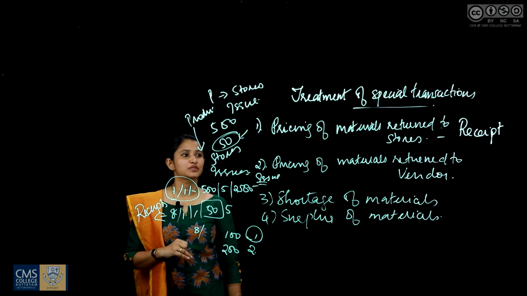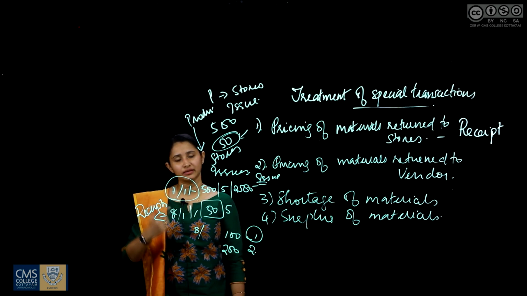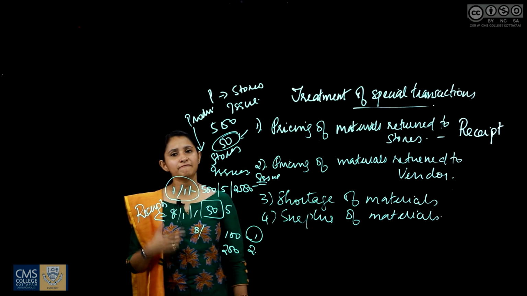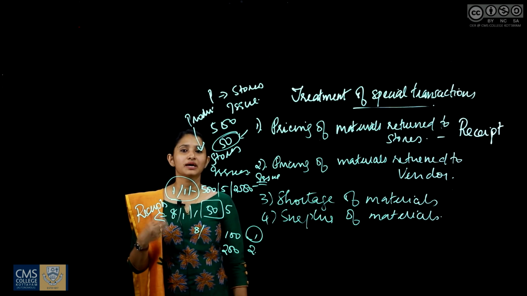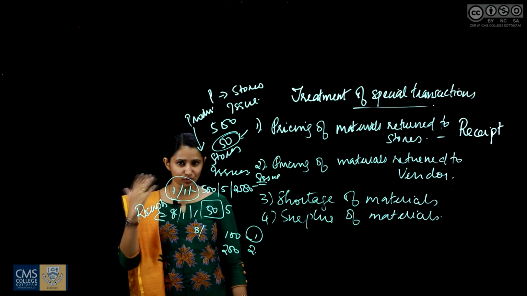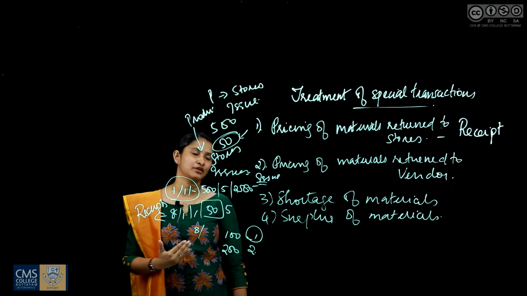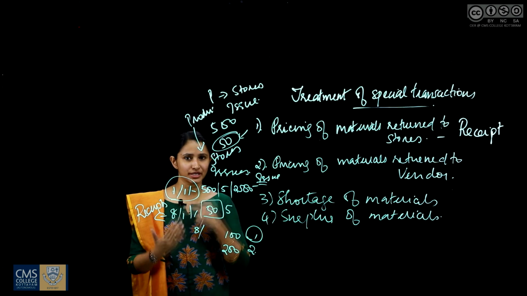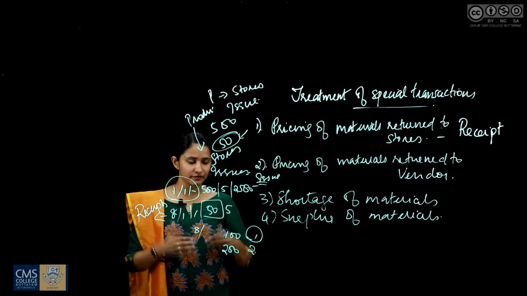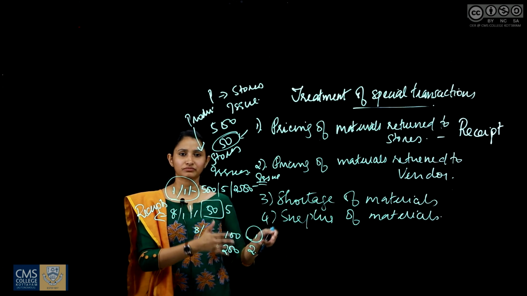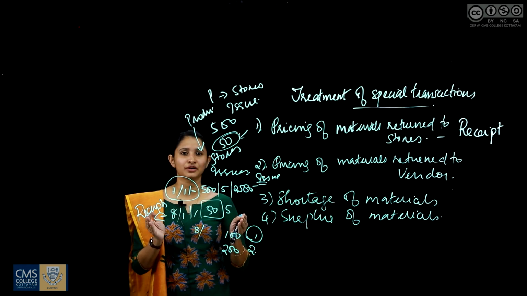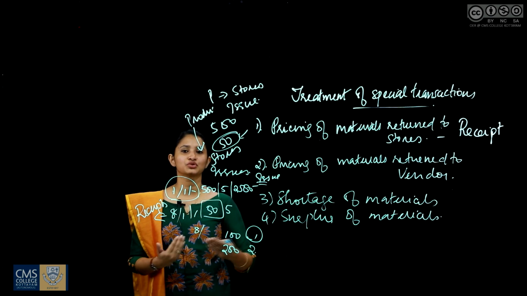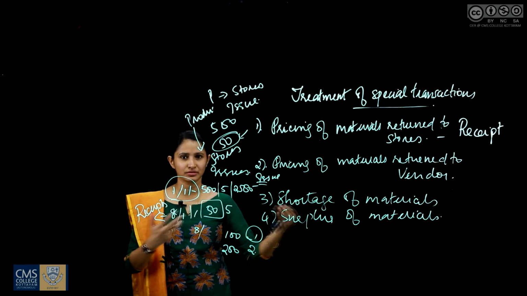The second adjustment is pricing of materials returned to vendor. Vendor is our supplier. If we feel that a part of our materials are not of the requisite quality, if it is substandard or damaged, then such materials which we bought from the supplier or from the vendor will have to be returned back to the supplier. So we've received 100 units from the supplier, and we find that 5 units out of the 100 units are damaged. So we'll have to return them to the vendor and ask for a replacement, or whatever the case may be.